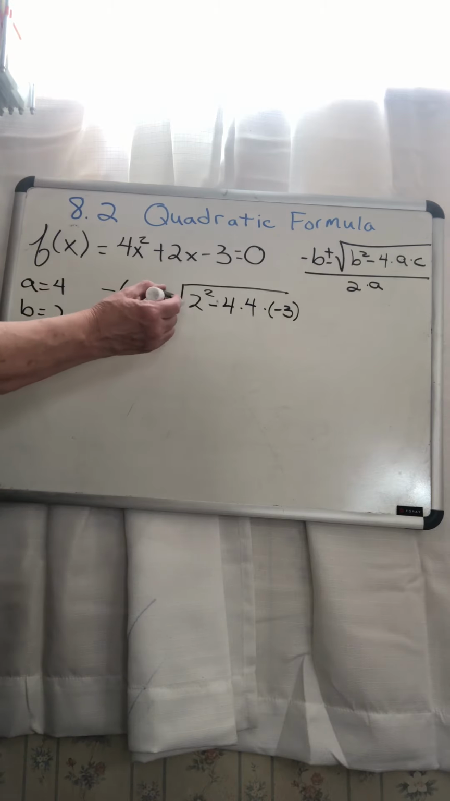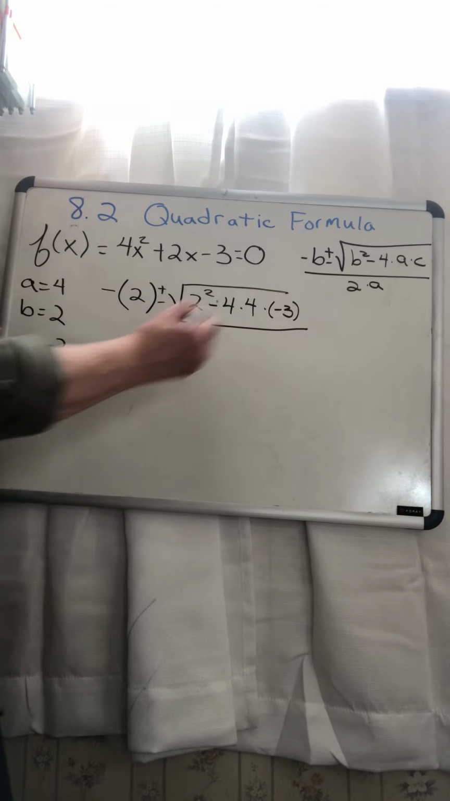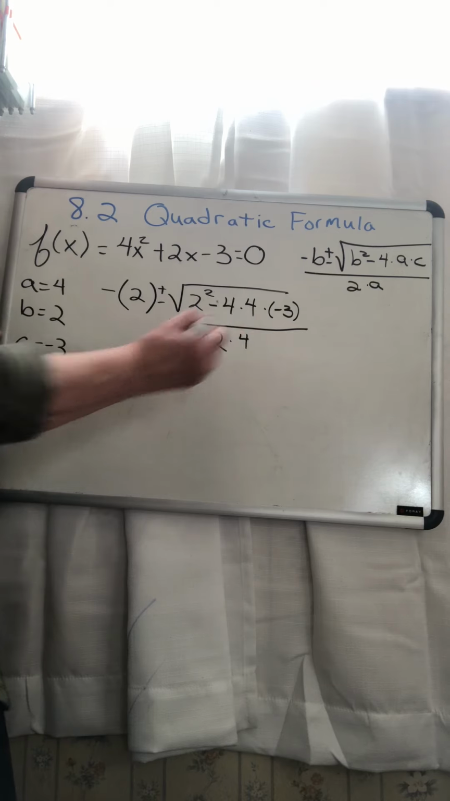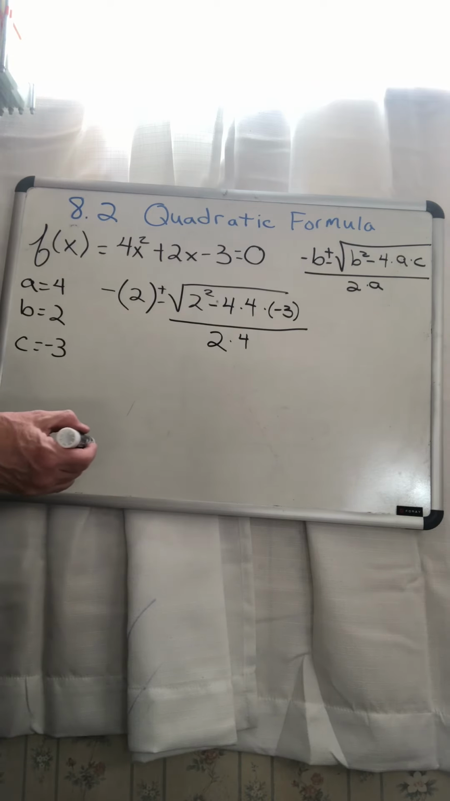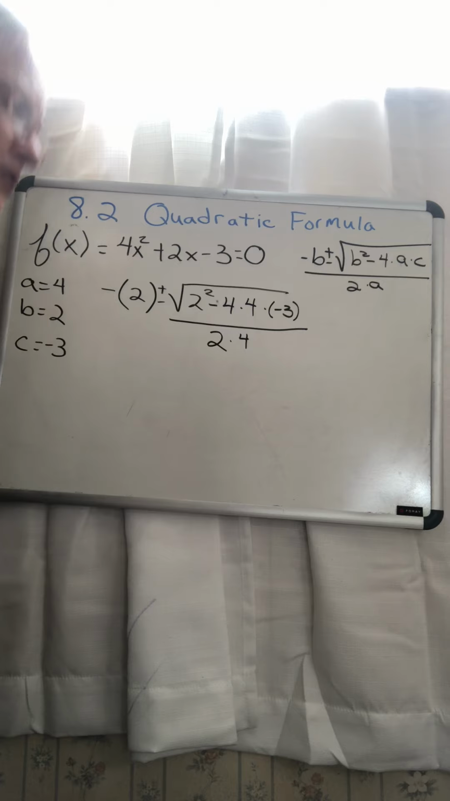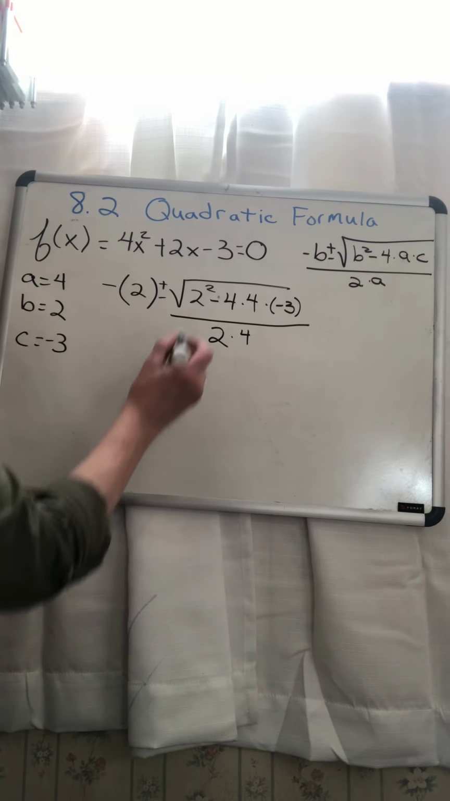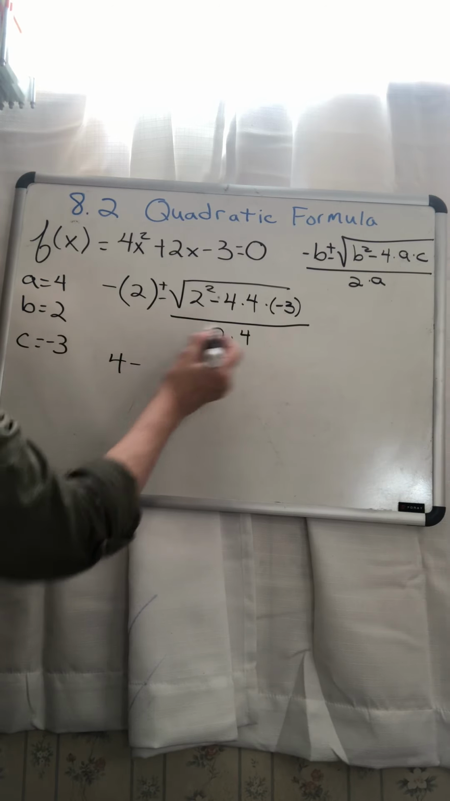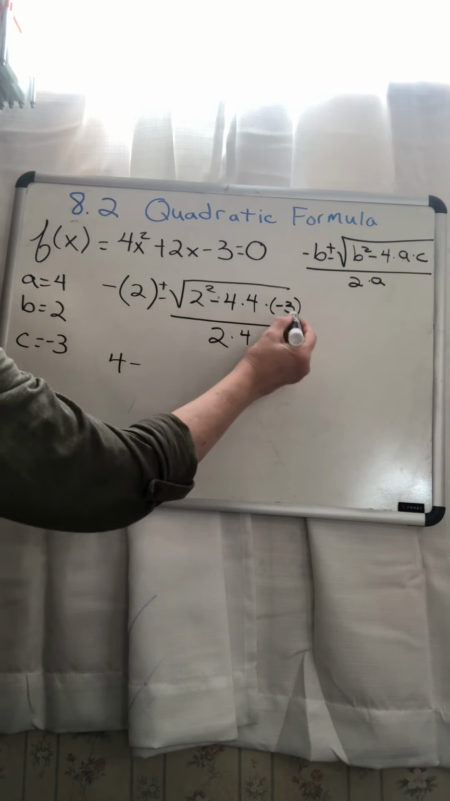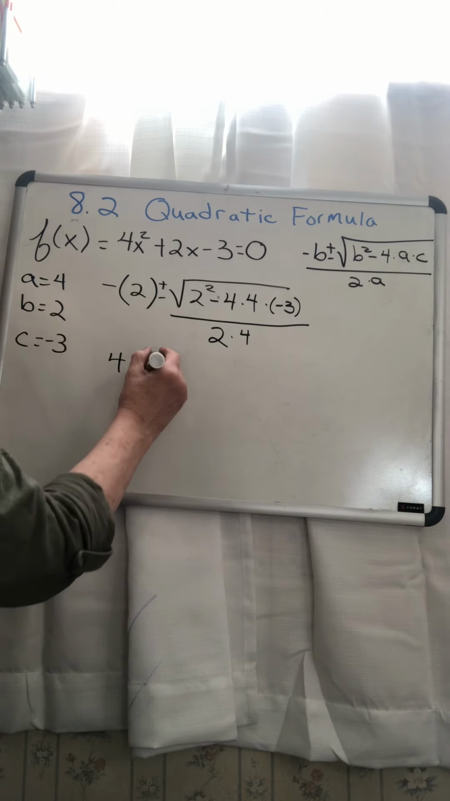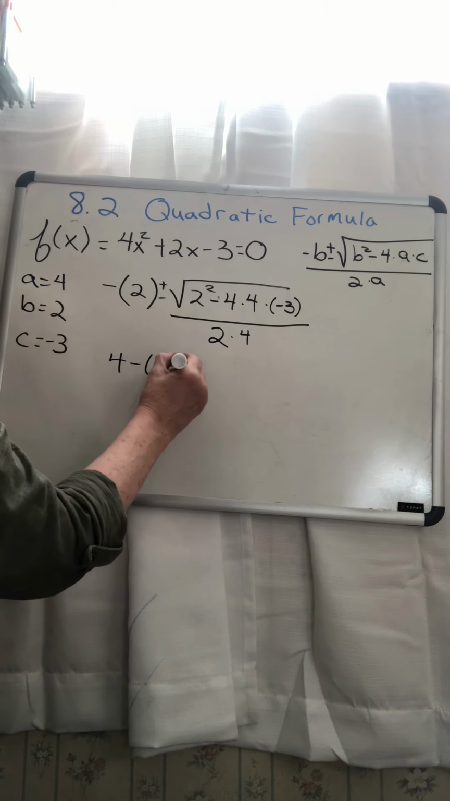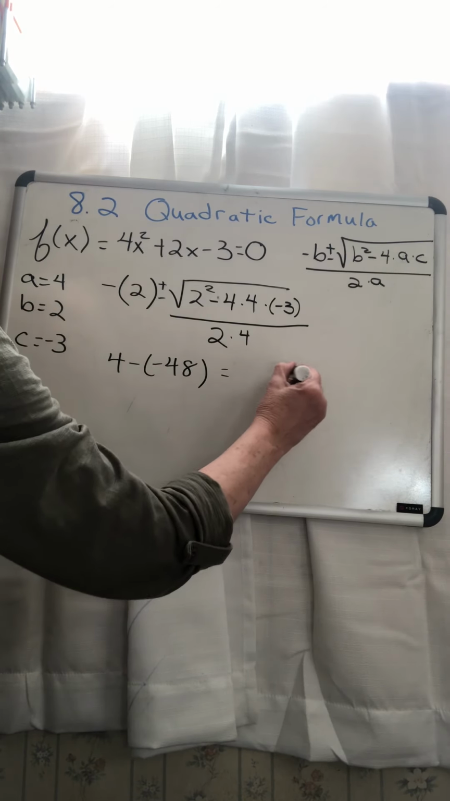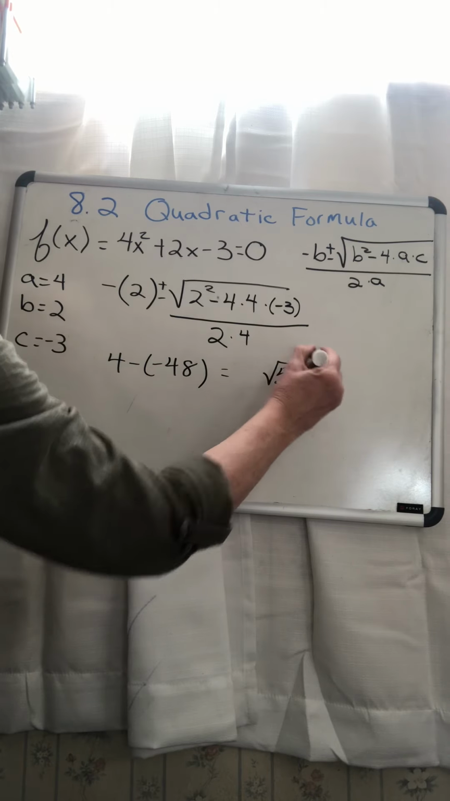So we'll start simplifying the radical. Oh yes, everything then is divided by 2 times a. a was 4, so 2 times 4. Okay. So let's go ahead and start solving this. So 2 times 2 is 4, minus, then we've got 4 times 4 is 16. 16 times a negative 3 would be a negative 48. So 4 minus a negative 48, this would give us a 52. So we have a 52 now inside the radical.